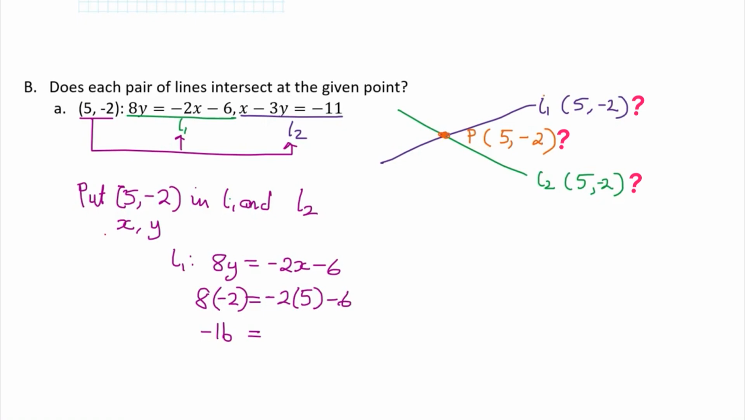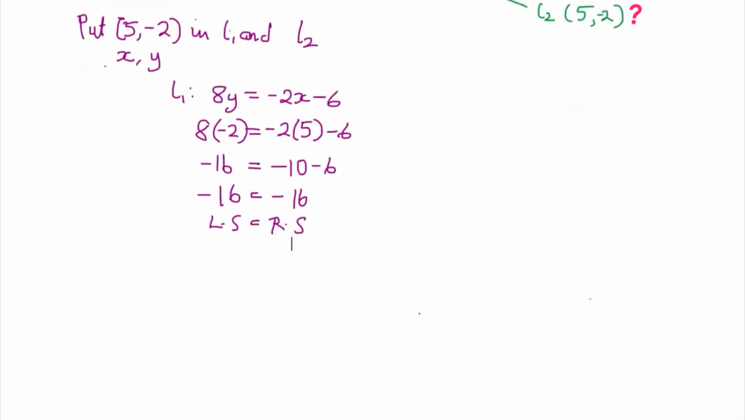What do we see here? Negative 2 times 5 gives us negative 10 minus 6. And if we solve the right side, negative 10 minus 6 gives us negative 16, which is equal to the left side. So left side is equal to right side, which tells me that for line 1, yes, this point exists on line 1. So now the next question that you want to ask yourself is, does line 2 actually have that same point on its line?